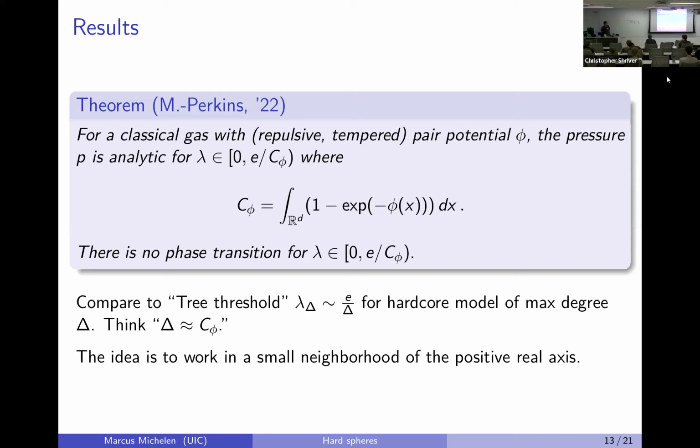And the idea here is to work in a very tiny neighborhood of this positive interval. So we know that these other singularities that might exist could stop our approach, but they're not going to mess up uniqueness or analyticity. So we want to work as close as we can to this positive real axis.